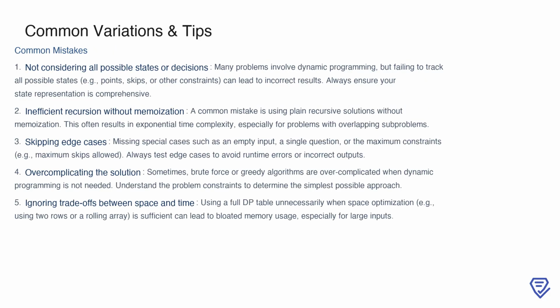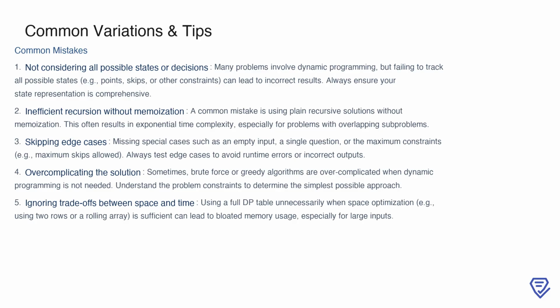Now, let's discuss some common mistakes that can occur when solving this type of problem. First, many people fail to consider all possible states or decisions. In dynamic programming problems, it's essential to think comprehensively about all the states your solution needs to track. Missing even one key state, such as skipping a question or considering edge constraints, can lead to an incomplete or incorrect solution. Next, inefficient recursion without memoization is another frequent pitfall. Without memoization, you might end up with a solution that repeatedly tackles the same subproblems, leading to exponential time complexity and making the solution impractical for larger inputs.